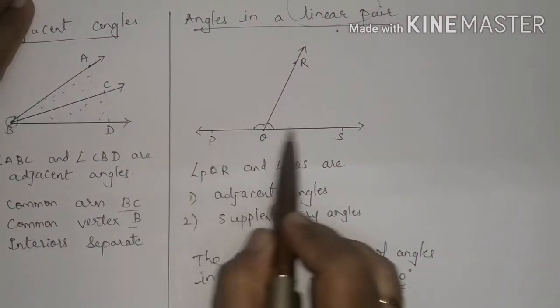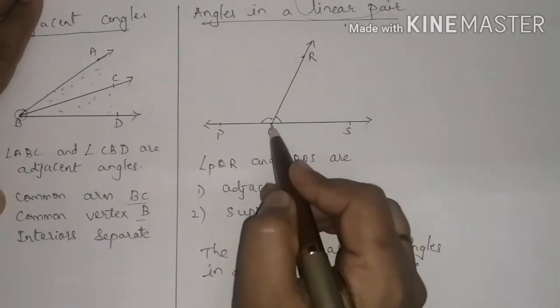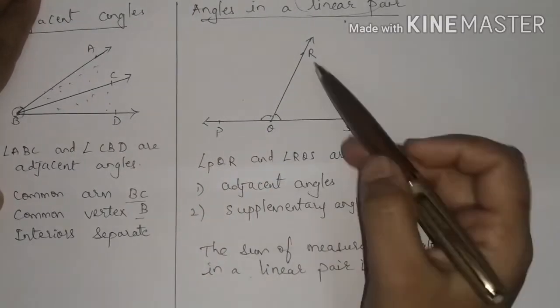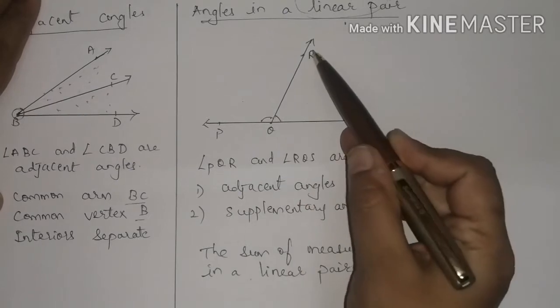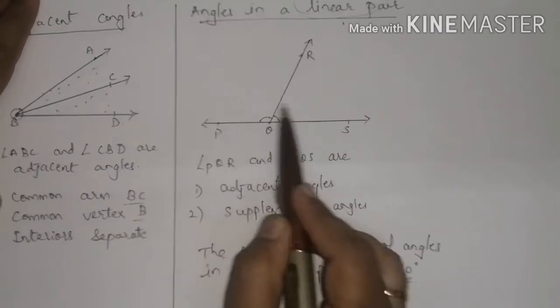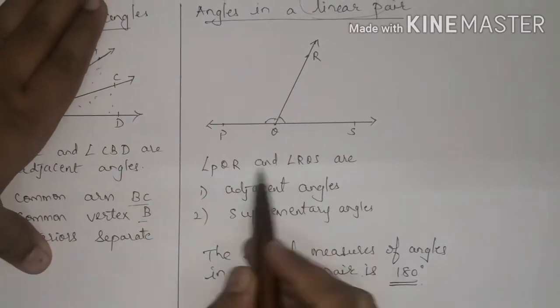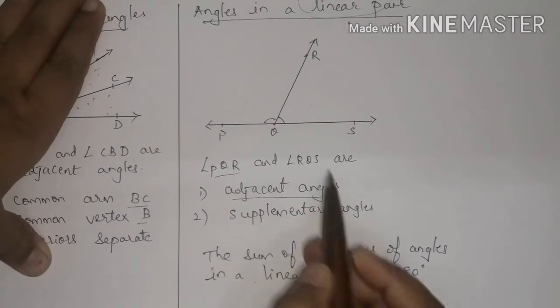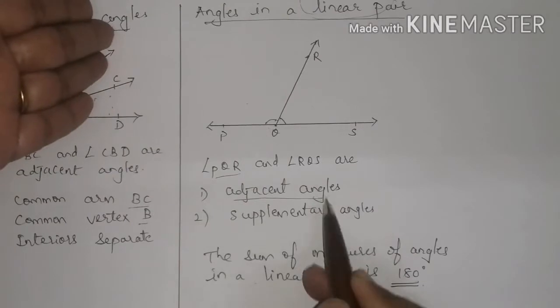See, this is one line. On that line, this is line PQS. On that I have drawn this ray. Because of this ray, again we are getting two adjacent angles. One is angle RQS and one is angle PQR. So these two angles we are getting on this line. These angles, angle PQR and angle RQS, are adjacent also because they have one common arm and one common vertex.